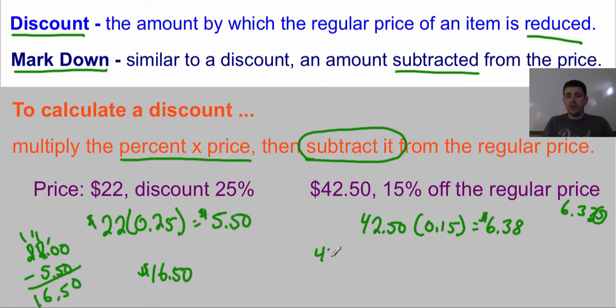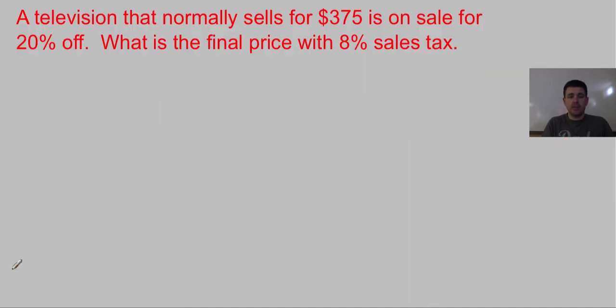So now we do $42.50 minus $6.38. I'll do it in my calculator since that's how you'll do it. And we get a total of $36.12. So your price times the percentage, but in this case it's subtracted or deducted from the price, so we subtract it from that total price.